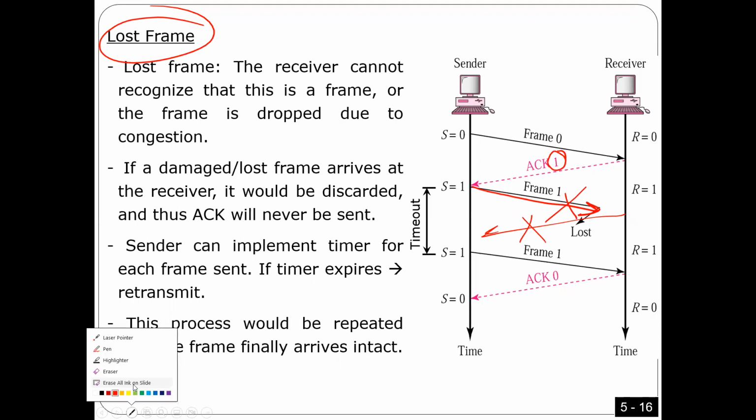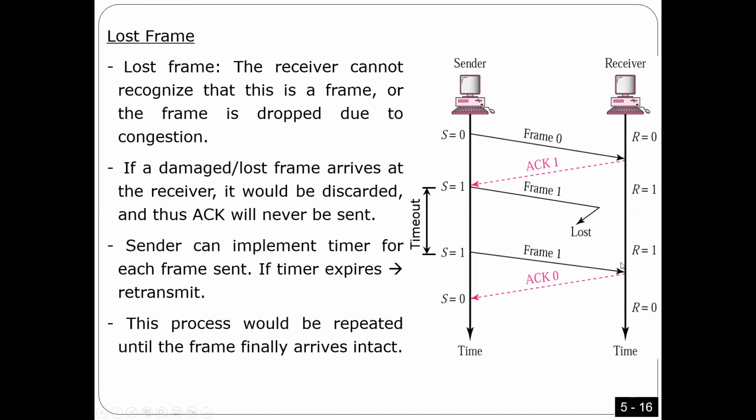So what happens in this case is that every time I transmit a frame, I start a timer. If I don't hear from you, if you didn't send me an acknowledgement during this timeout, I'm going to automatically retransmit. So again, every time I transmit a frame, I start a timer. If I don't hear anything from you regarding this frame, I'm going to assume this frame is lost, and I'm going to retransmit it again. That's exactly what happens here. Any questions?